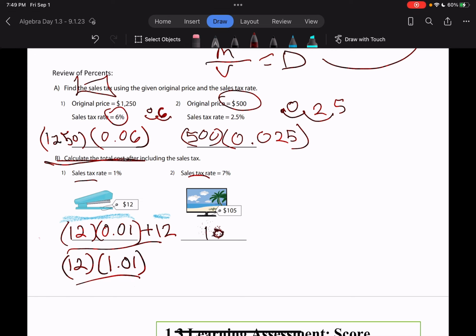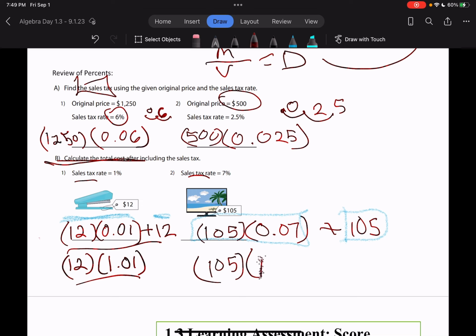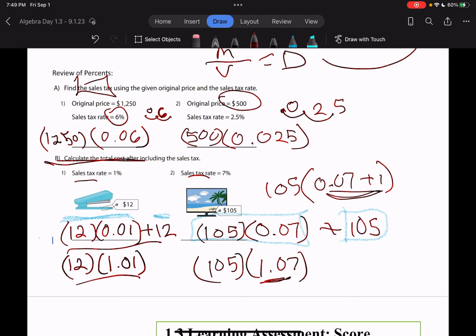Try this one, 105 times the sales tax of 0.07 plus, remember we have to still pay for the original price. That first part right here is just the tax, and then this is the price of it. And then we can also write this as 105 times 1.07, because again, 105 factored out of this is the same as 0.07 plus 1. When we add this together, we get 1.07. It's just a little bit of a faster way to calculate that total price after sales tax.